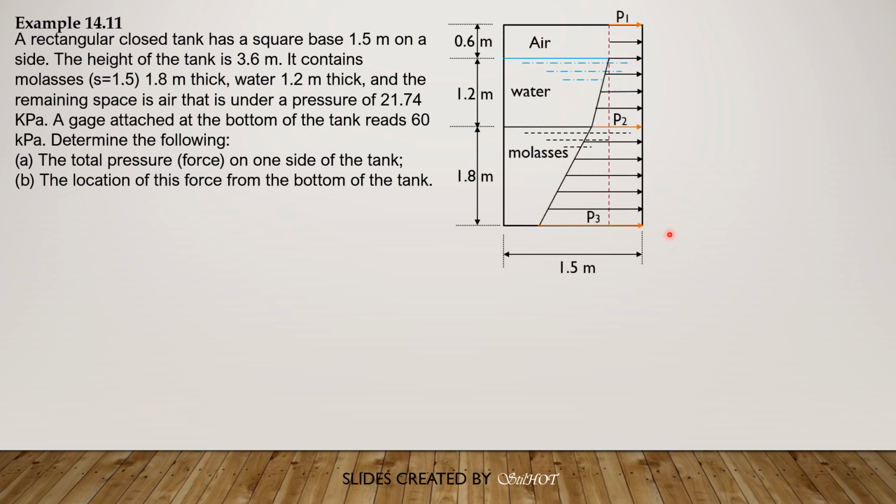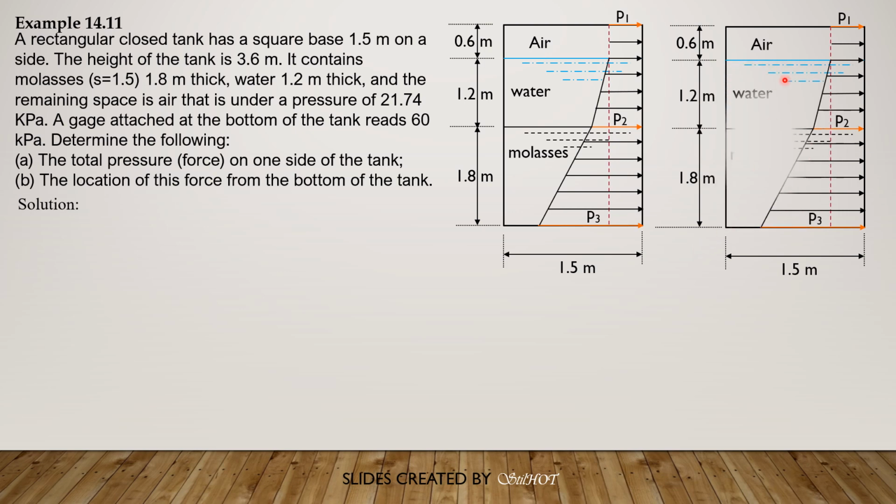Then let's have the area divided into the following. P1 is the pressure in the airspace, 21.74. Then P2 is the pressure at the top plus the specific weight of water, which is 9.81 times the depth, 1.2. So we will call this force equal to the volume of this rectangular parallelepiped.